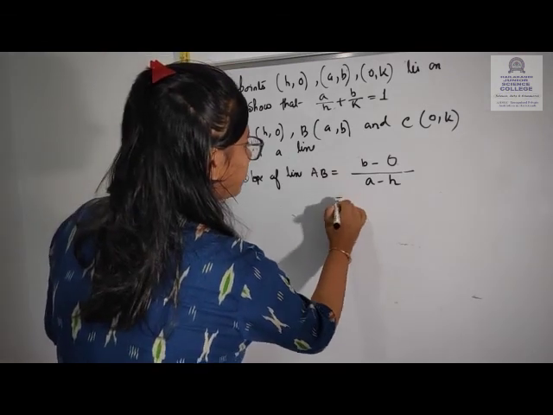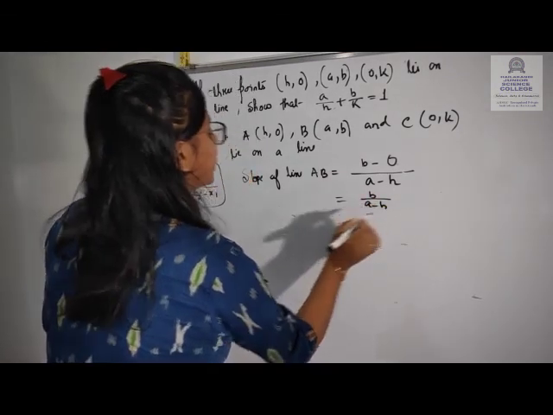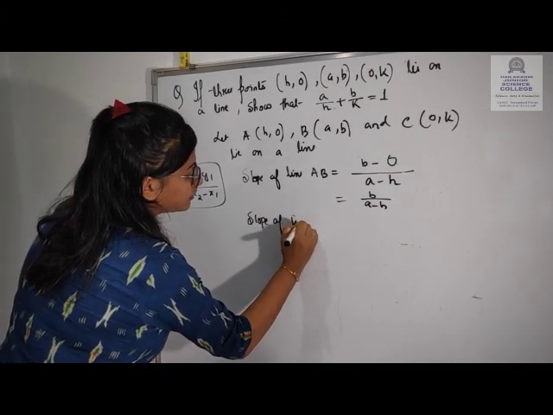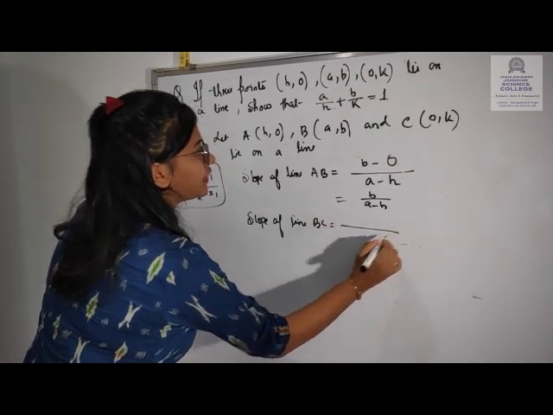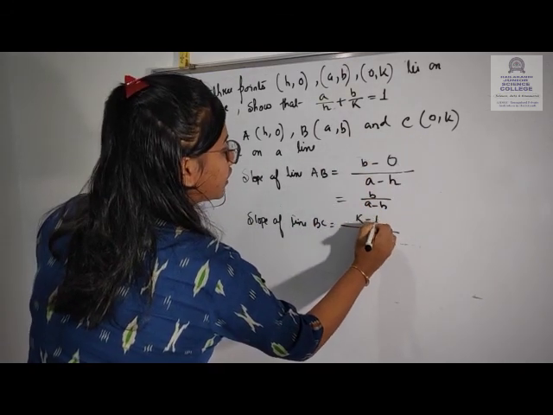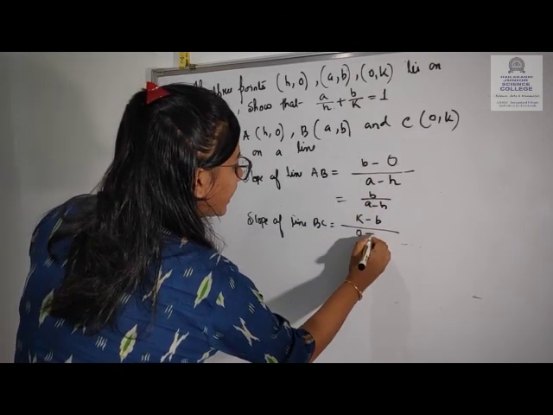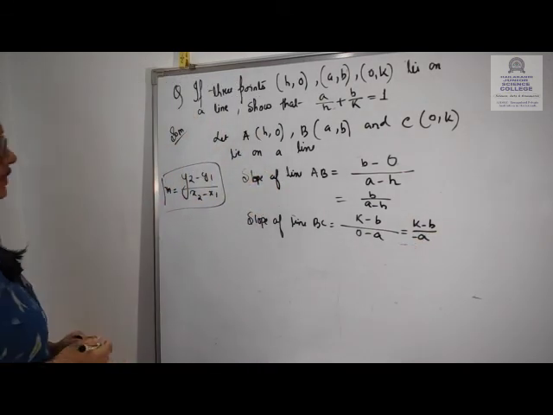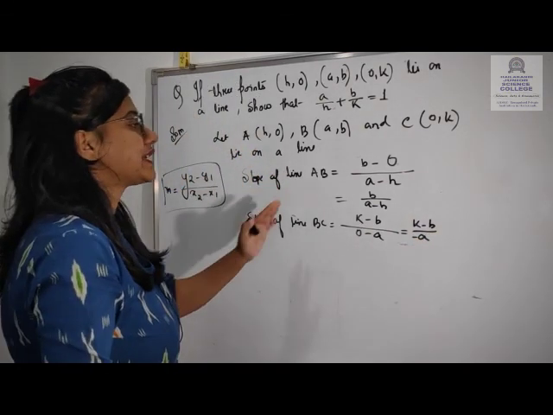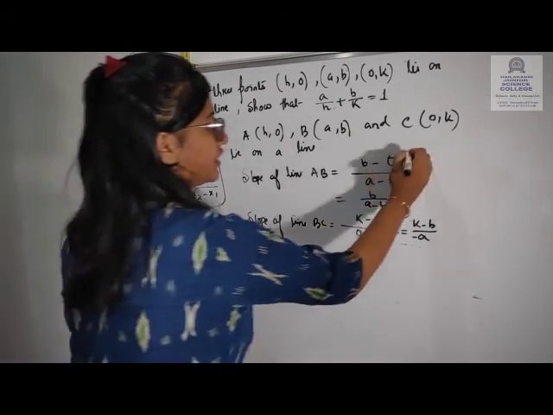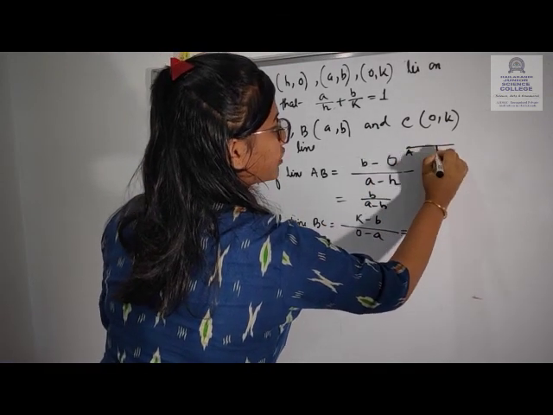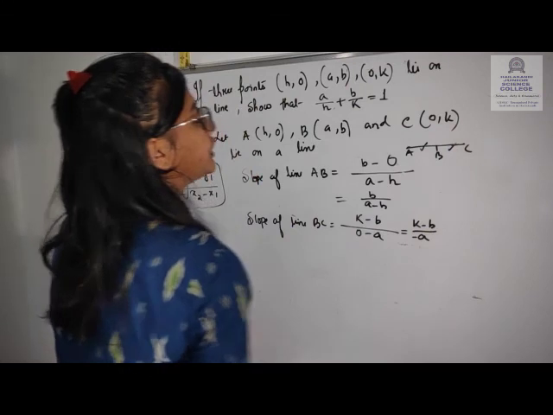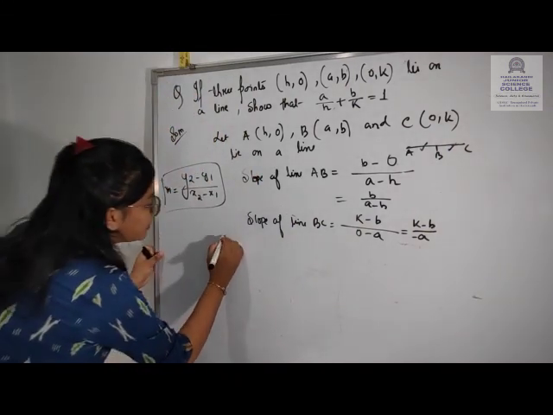So what is the slope here? b by a minus h. Next, what is the slope of line BC? The slope of line BC is k minus b divided by 0 minus a, which is k minus b by minus a. Now you see these 3 points lie on the same line, means these 3 points are collinear. So suppose these 3 points A, B, C lie on the same line, the slope of this segment will be equal to the slope of this segment. Now we can apply the condition.